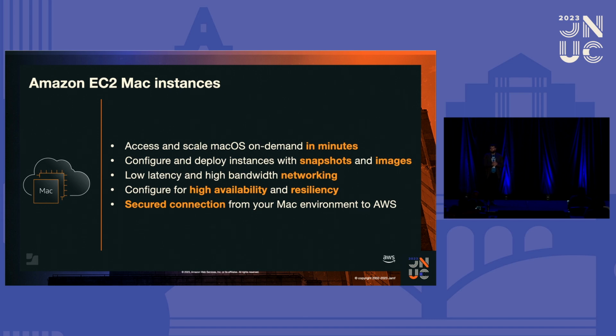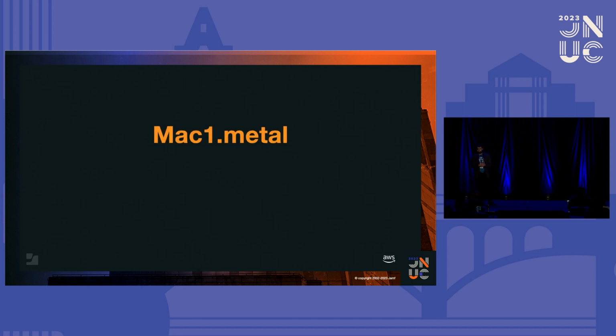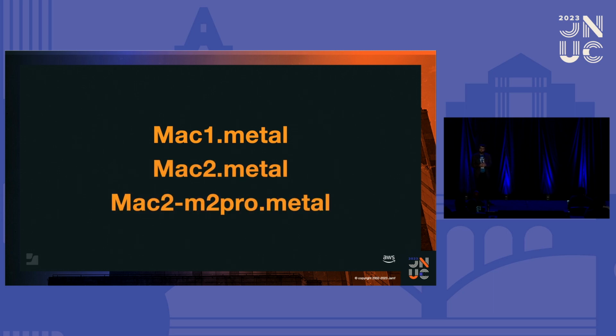We have 3 types of instance types as of this writing. Launched at first, mac1.metal was the x86 Mac Mini. mac2.metal is the M1 Mac Mini from 2020, and mac2-m2pro.metal is the newest, which is an M2 Pro Mac Mini with 32 gigabytes of RAM.